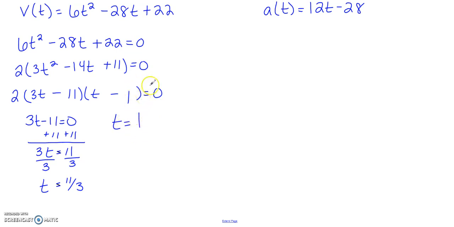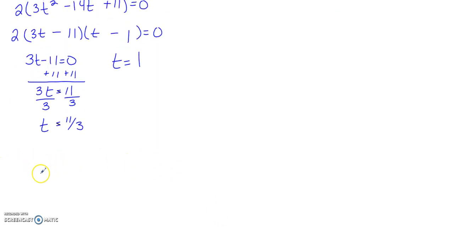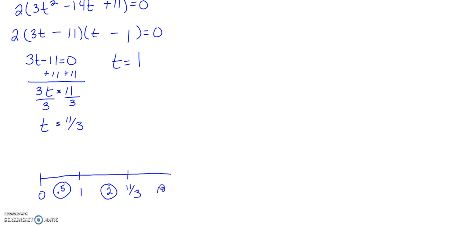So now what we've got to do is make a number line. Again, please make sure the numbers are in order: 1 and 11 thirds. We also need to put a little end cap here at 0 because remember they told us at the top that time cannot be negative, so we can't go past 0. Now we want to pick some values to test around each of these numbers. So again, I'm going to choose 0.5, 2, and 10. I'm going to plug these values in right up here.